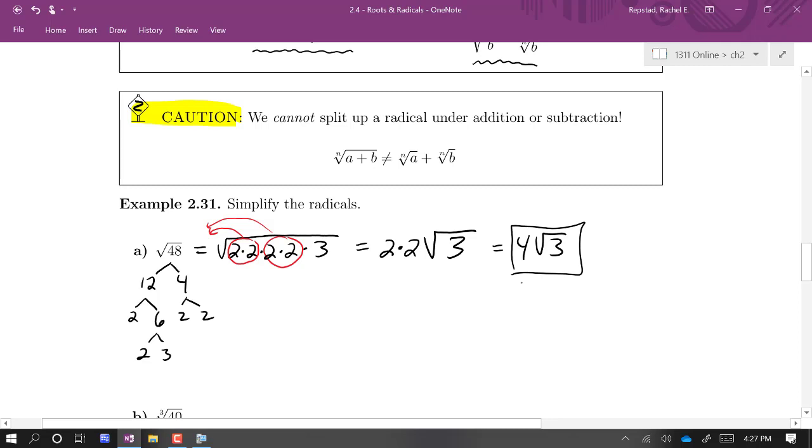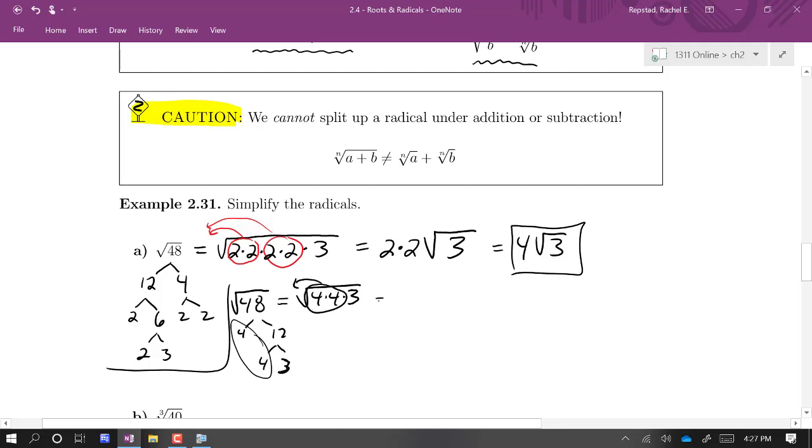Now I mentioned before, if you happen to notice a pair of factors in a square root, you don't always have to go all the way down to primes. I'll just point out that 48 is, let's see, we had 12 times 4, and 12 is 4 times 3. So if I didn't want to go all the way down to primes, I could have noticed, oh, I've got a 4 here, so the square root of 48 is the square root of 4 times 3. Here's a pair of 4's. We can bring out a single 4, and then we're left with a 3 inside. Exactly the same as what we already got.